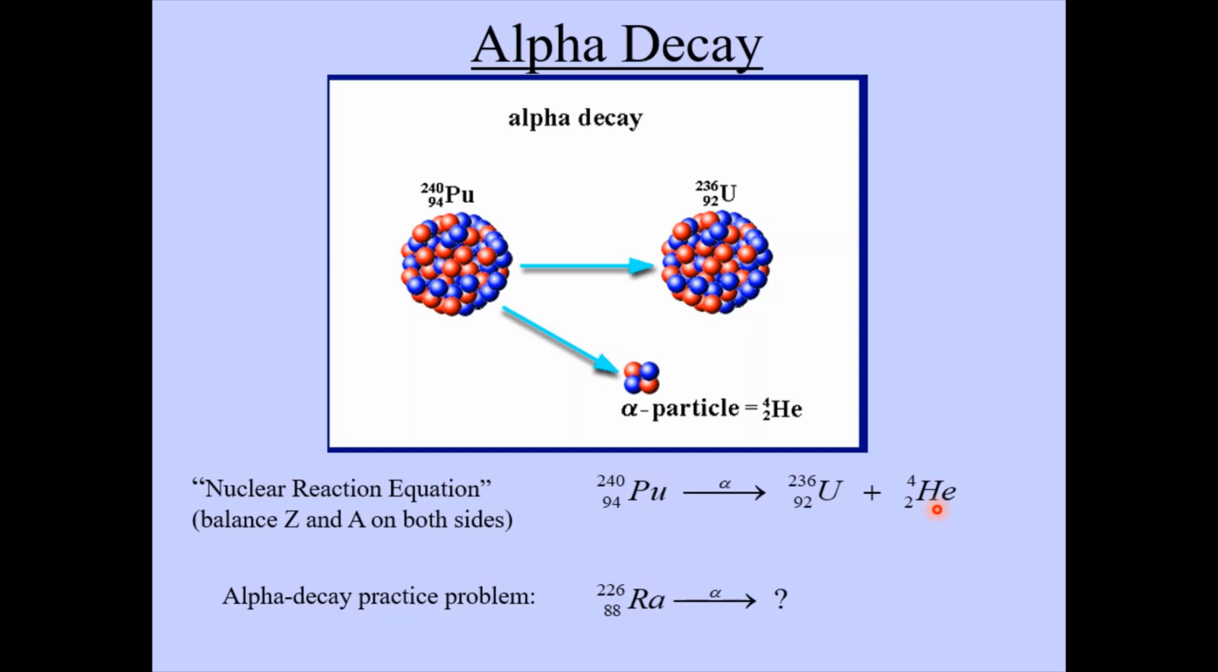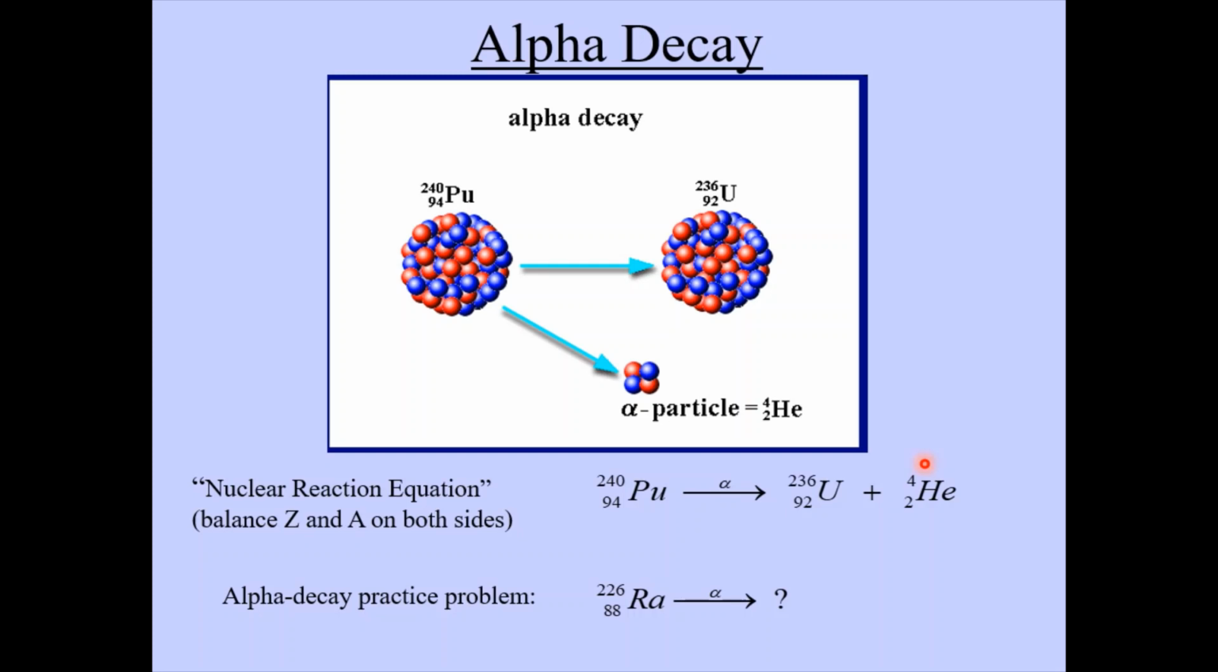Now notice the math here makes this very simple. Down in the bottom we have 94 over here. Over here we have 92 plus 2, which of course is 94. Look at the top: we have 240 over here, and over here we have 236 and 4, which add up to 240.